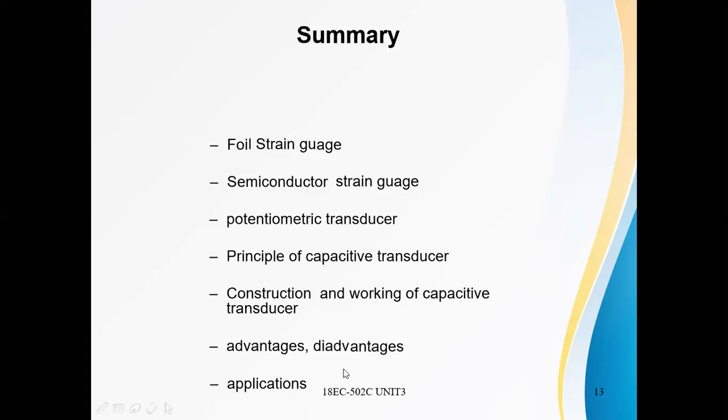Advantages and disadvantages of foil strain gauge and semiconductor strain gauge, potentiometric transducer, as well as the capacitive transducer. Each transducer has its own advantages and disadvantages, and we also discussed the applications of all these devices. Overall, in this session we discussed the resistive transducers as well as the capacitive transducers. Both are passive transducers.